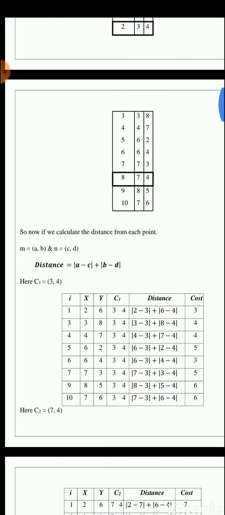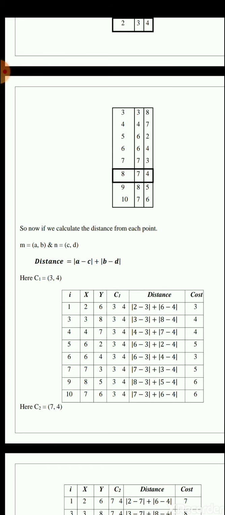So you add the column C1, 3,4, for every point. Then we have to add another column for distance and cost. For each one we have to find the Manhattan distance. Taking the first row, 2,6 and 3,4: here a is 2, b is 6, c is 3, d is 4. So the Manhattan distance is the absolute value of a minus c plus the absolute value of b minus d, so we get a cost of 3. Likewise, we have to calculate all of those.